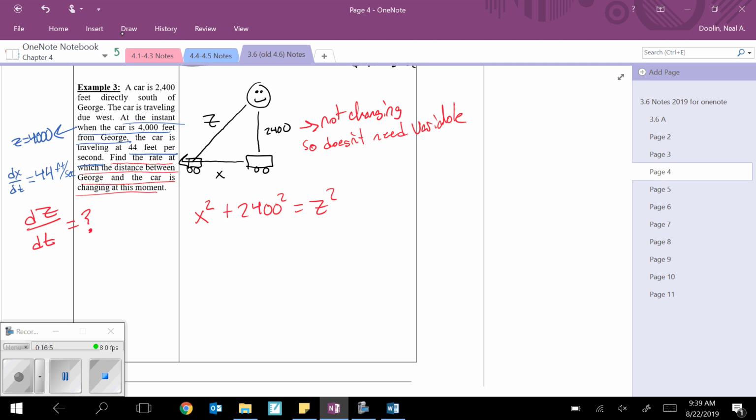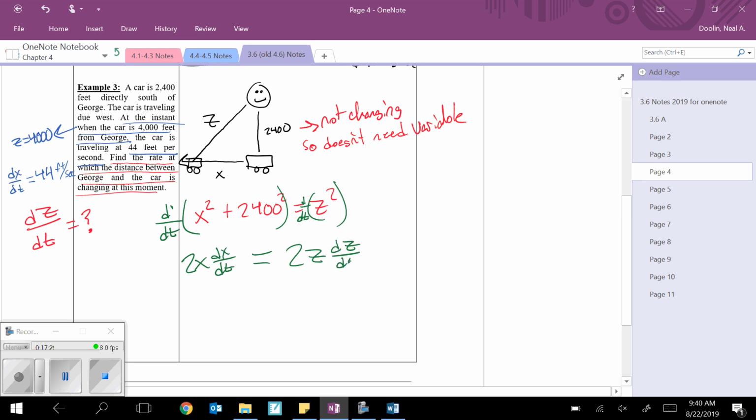So let's derive both sides with respect to time. We'd have 2x, then chain rule, how x is changing with respect to time. This number here is a constant, so its derivative is 0. And that makes sense because we said the car is only going west. It's not going north-south, so we shouldn't have any sort of dy/dt in there. And then over here we'd have 2z, and again, how z is changing with respect to time.